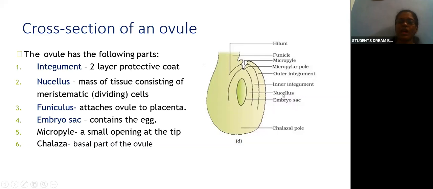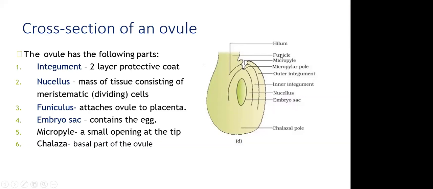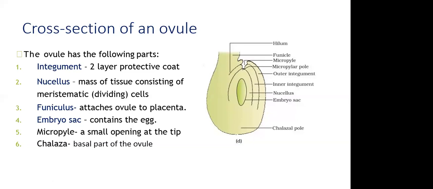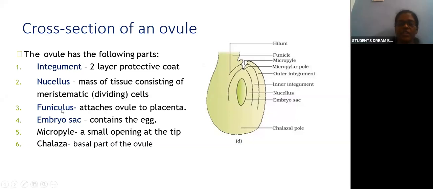Then we have the funiculus. What is a funiculus? Here you can see the funiculus. The funiculus is the part which attaches the ovule to the placenta. It is the small stalk which attaches the ovule to the placenta. Then we have the embryo sac. This is the embryo sac which contains the egg.